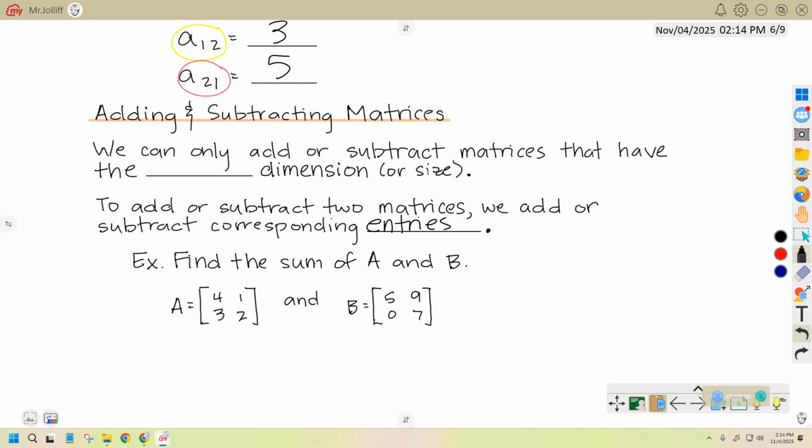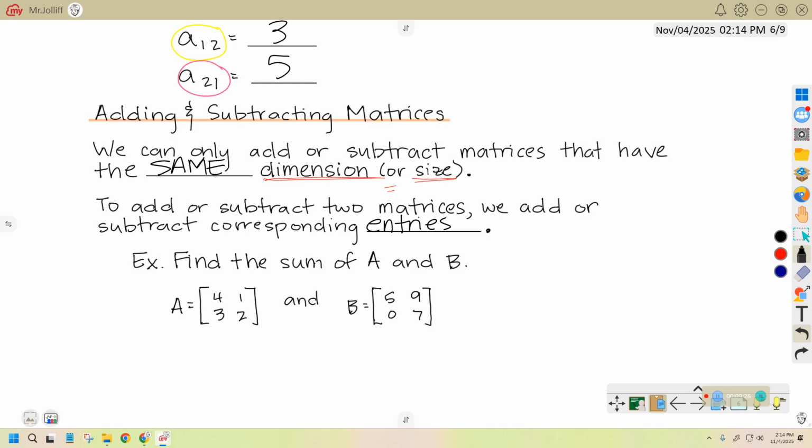First entry plus first entry, second entry plus second entry. The catch is that in order to be able to do that, the matrices have to be the same size. You will notice I used a word other than size. Dimension. So dimension and size mean the same thing: number of rows, number of columns.